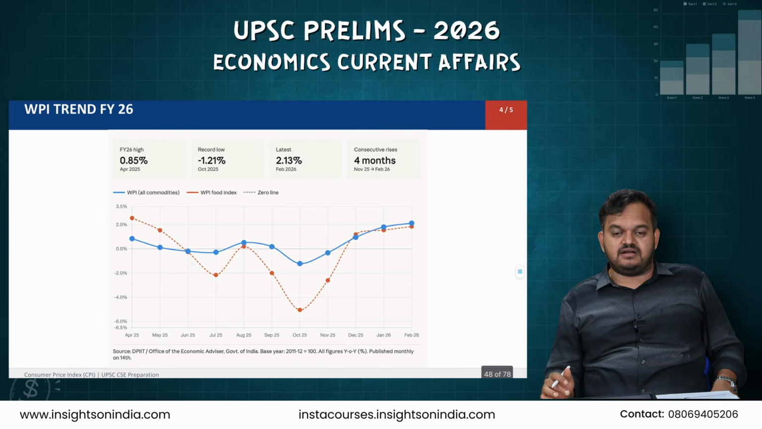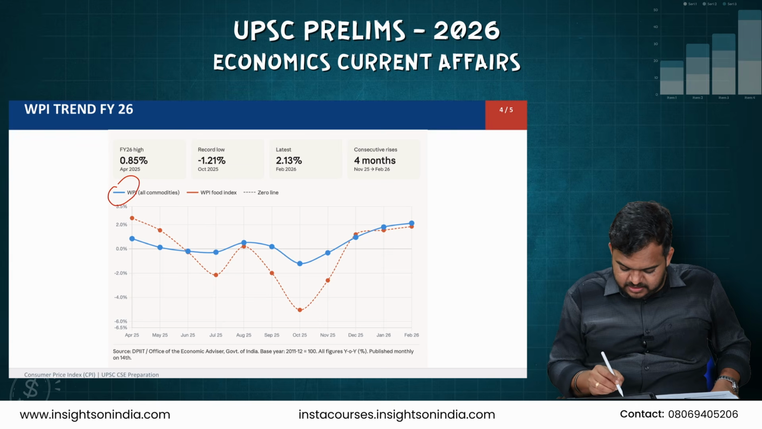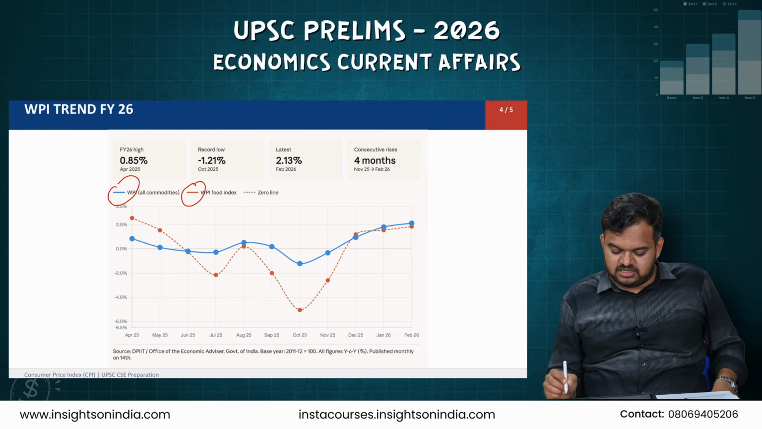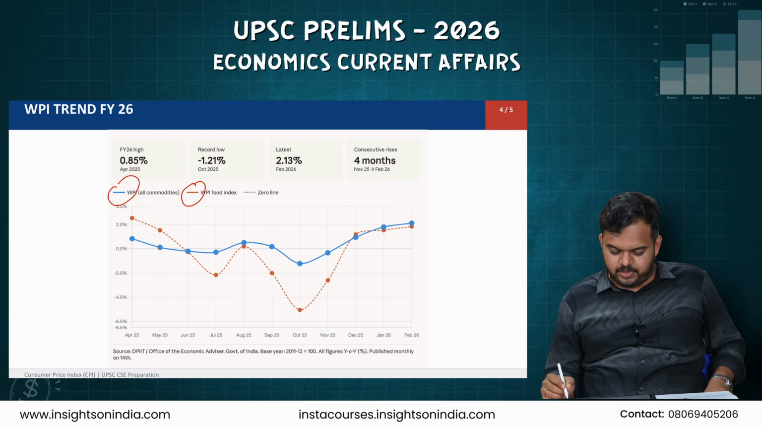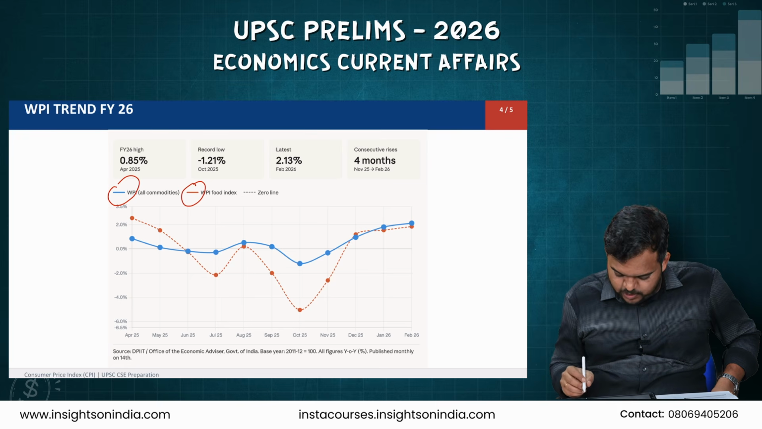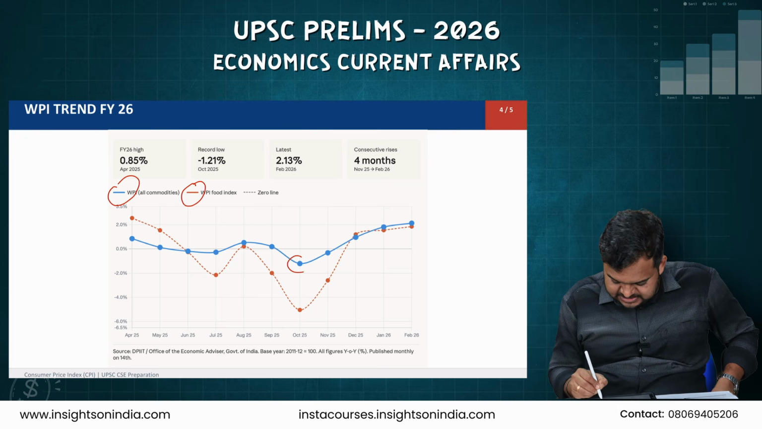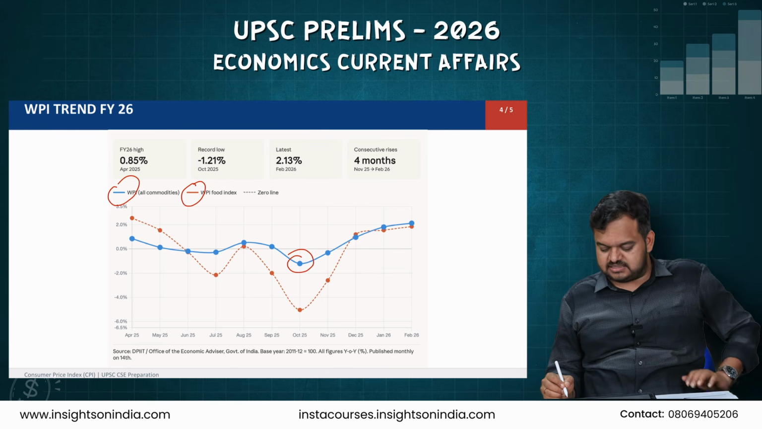Again, there is a trend. What is the trend of WPI? The blue line, that is WPI. The orange, WPI food index. So food is not a major deciding factor for WPI. You just know the range, that's all. So has WPI been negative? Yes, it has been negative. Right? UPSC asks these questions.